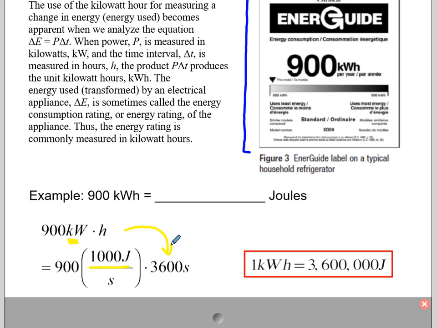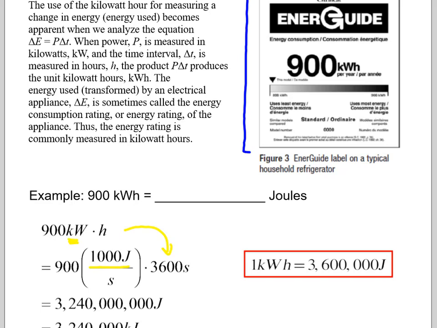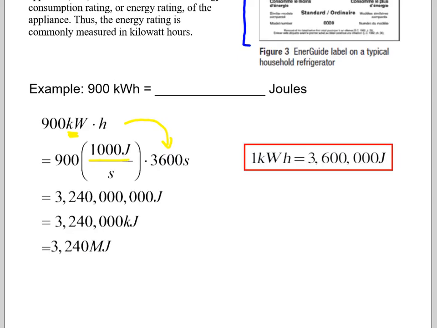Now if I multiply those together, then I have 900 times 1,000 times 3,600. This is how many joules in a year that appliance would use: 3,240,000,000 joules. Now I don't care who you are, that's going to freak you out. You're going to think that's a really big number and a lot of energy.